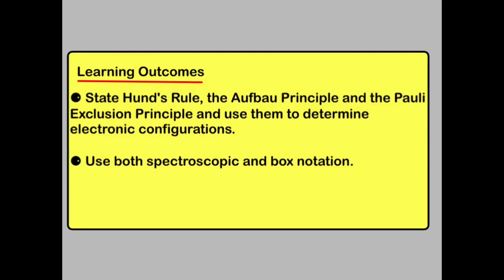The learning outcomes for this lecture are, firstly, you should be able to state Hund's rule, the Aufbau principle, and the Pauli exclusion principle, and use them to determine the electronic configurations of both atoms and ions. And secondly, you should be able to use both spectroscopic and box notations to write these electronic configurations.